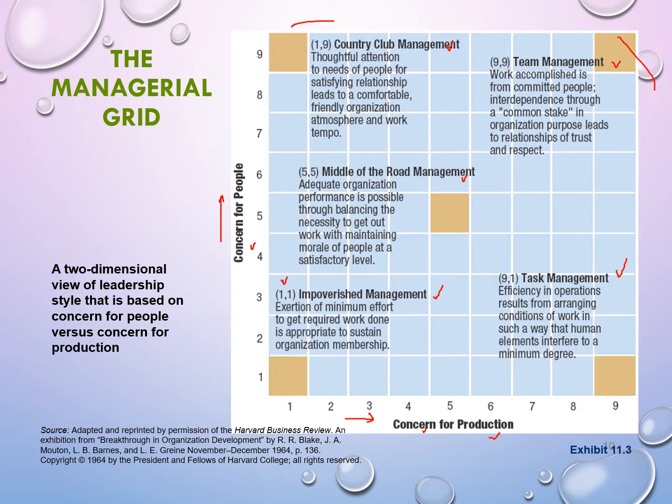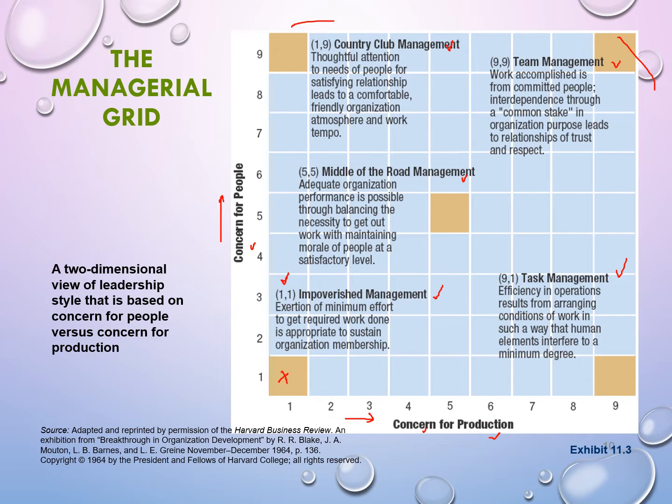So the 1 and 1 combination here, the name for this leadership style is impoverished management. Okay, impoverished ni maksudnya poor, miskin. Okay, kenapa? Because it is at the combination of 1 and 1 over here. So how to explain this impoverished management? First, you have to mention the degree of strength, kekuatan setiap behavioral dimension.